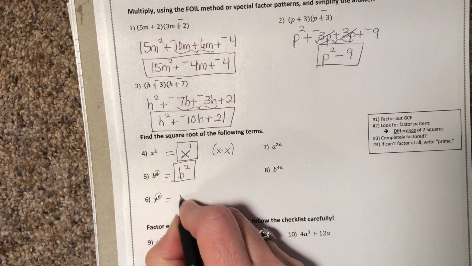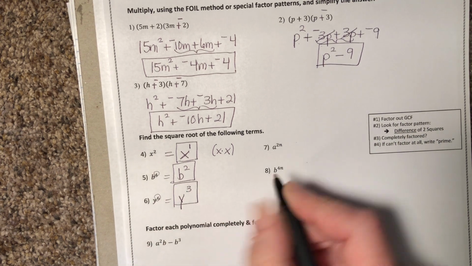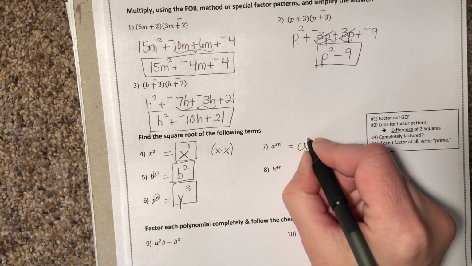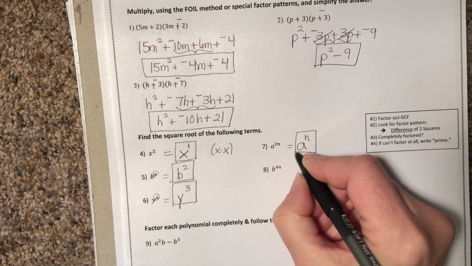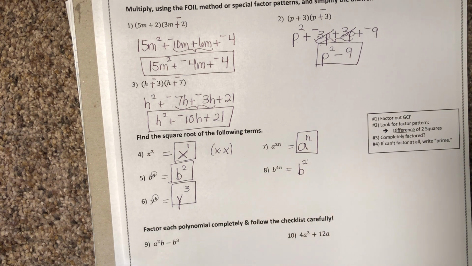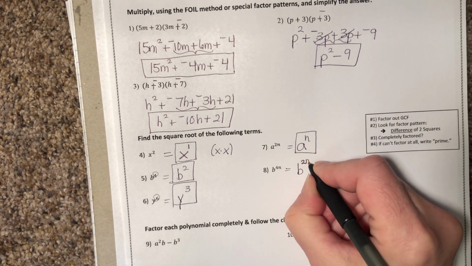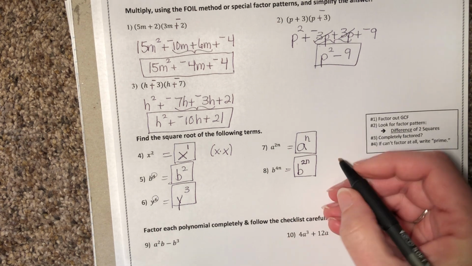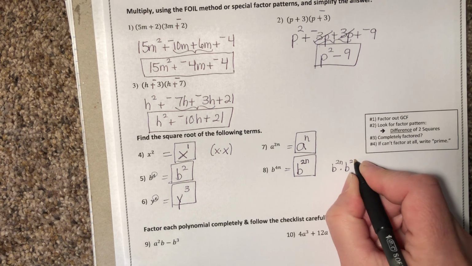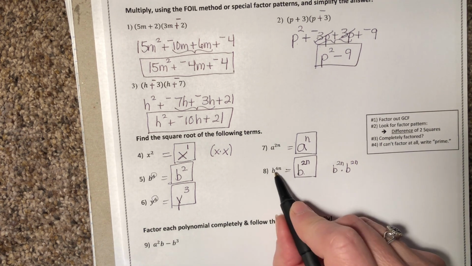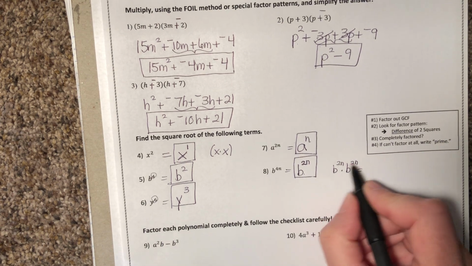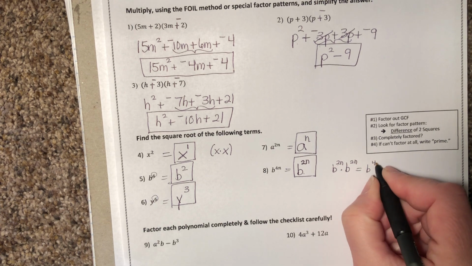Okay, take half of the 4, b squared. Take half of the 6, y to the 3rd. Take half of 2n, which is just 1n or n. Take half of 4n, which is 2n. And just to check, b to the 2n times b to the 2n has to give you b to the 4n back because that's what a square root does. Those two exponents are going to add to make b to the 4n.